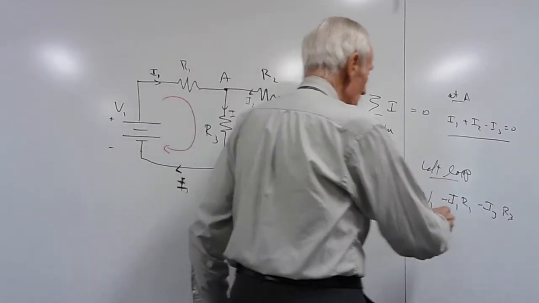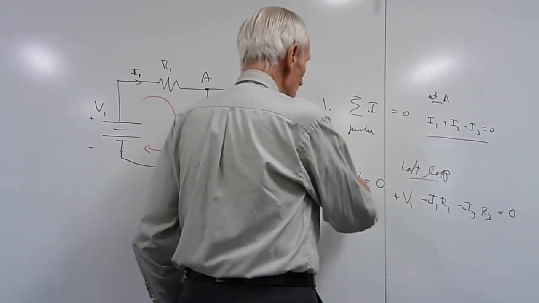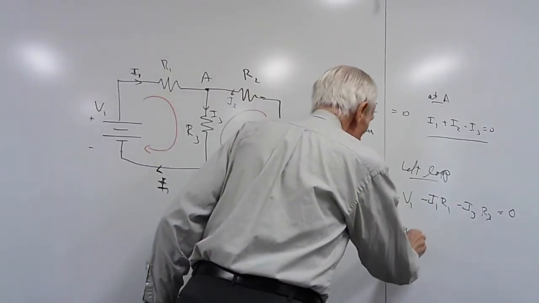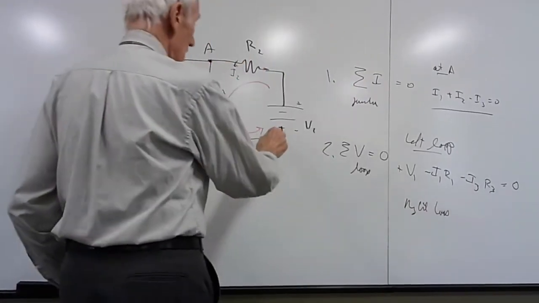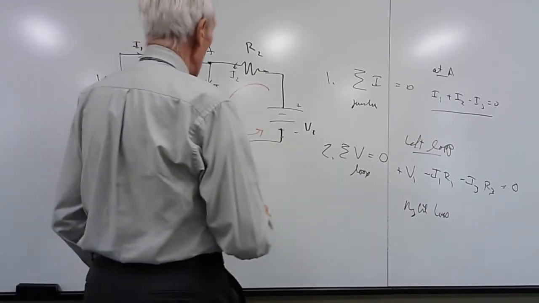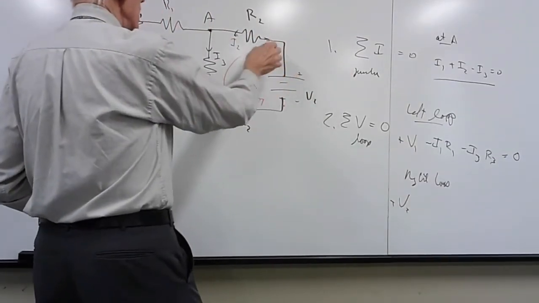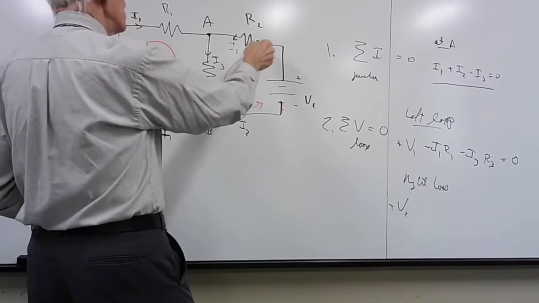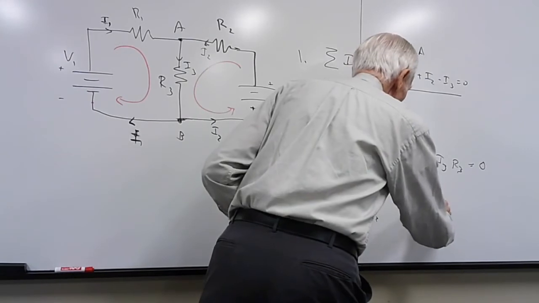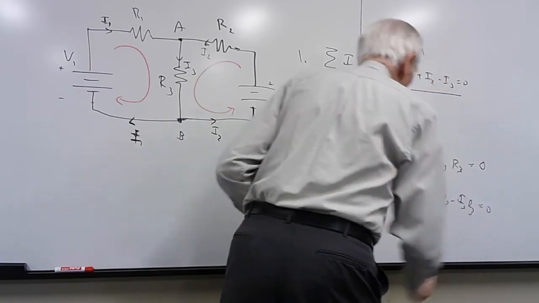Okay, so I've gone through the first loop, the left loop, and those voltage increases and decreases add up to 0. I'm going to do the right loop. Okay, and I'm going to start here and go through this in this direction, the red circular direction. And so we have V2, plus V2, I'm going from minus to plus, and I'm going through this resistor R2 in the direction I'm assuming the current to go through it, and likewise over here. So we have minus I2 R2 minus I3 R3 equals 0.